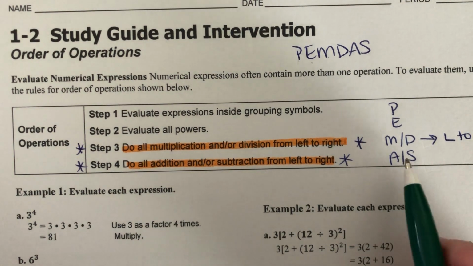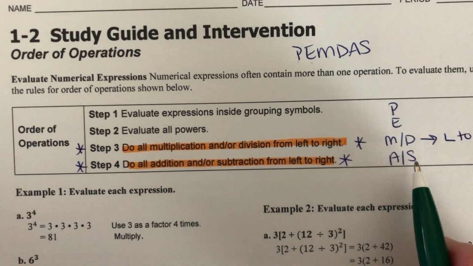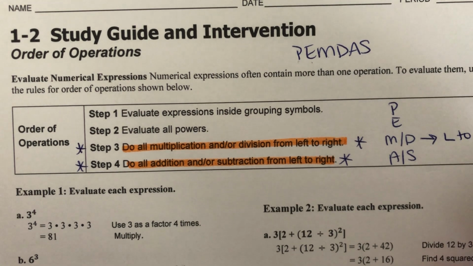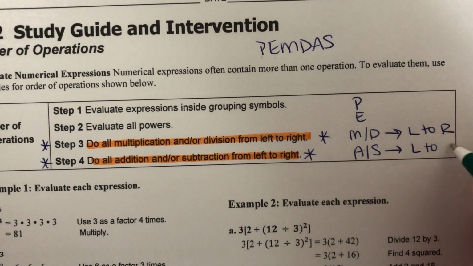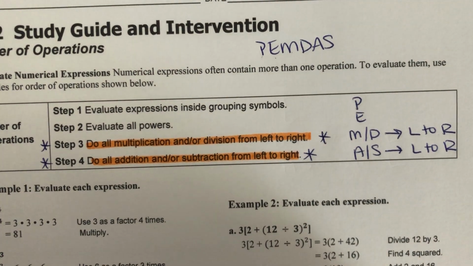Same thing with addition, subtraction. You do not have to add before you subtract. They're equals. You just do whichever one comes first when you read it left to right. Okay, that's just a little clarification.